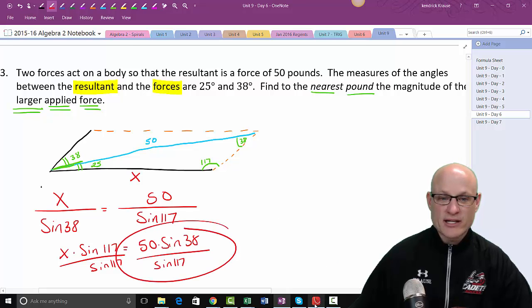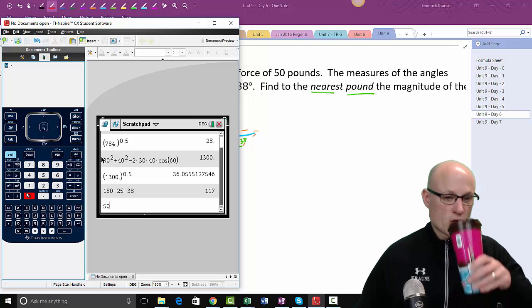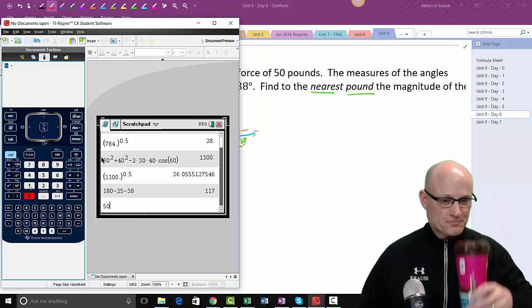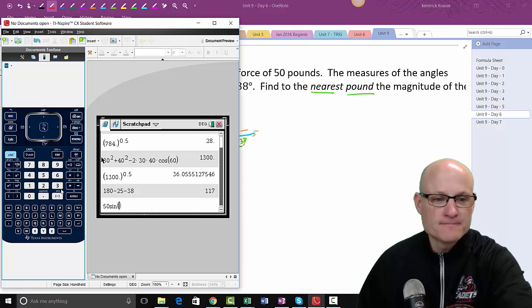and type that into my calculator. So 50, not 55, 50 times the sine of 38.